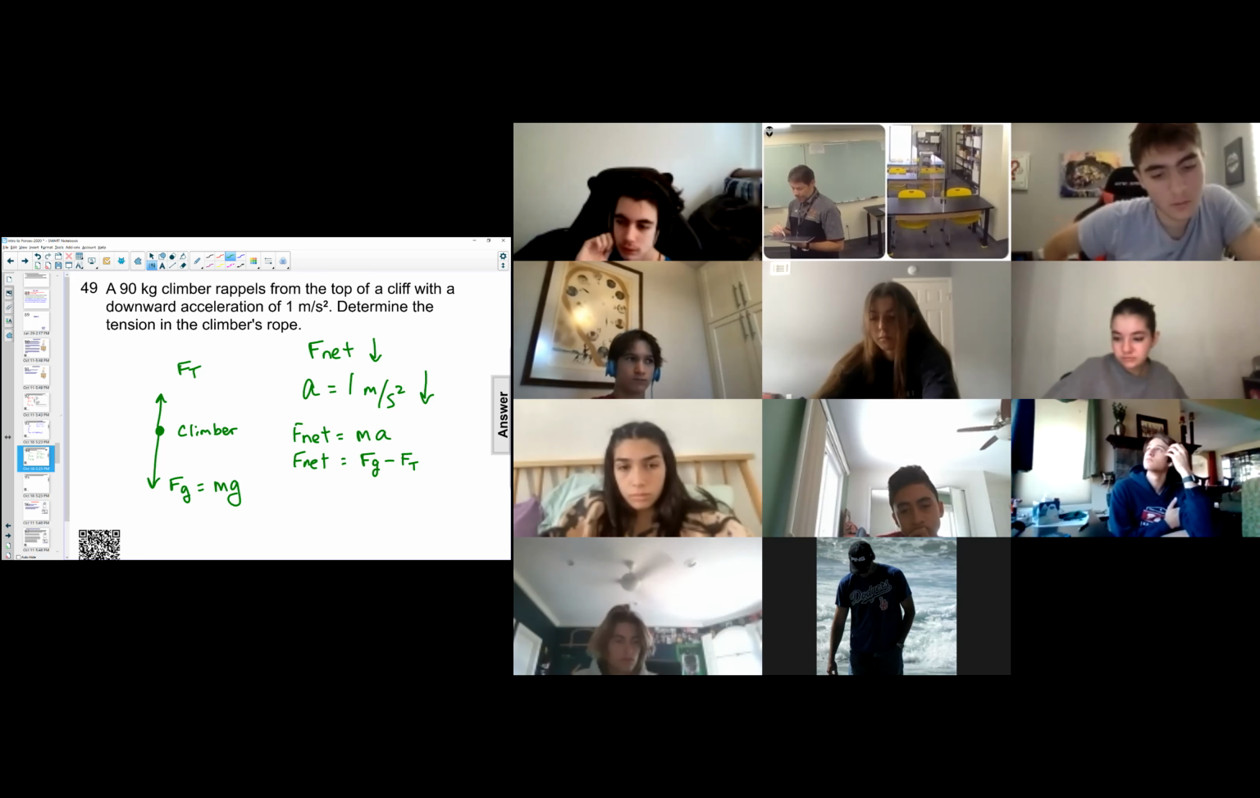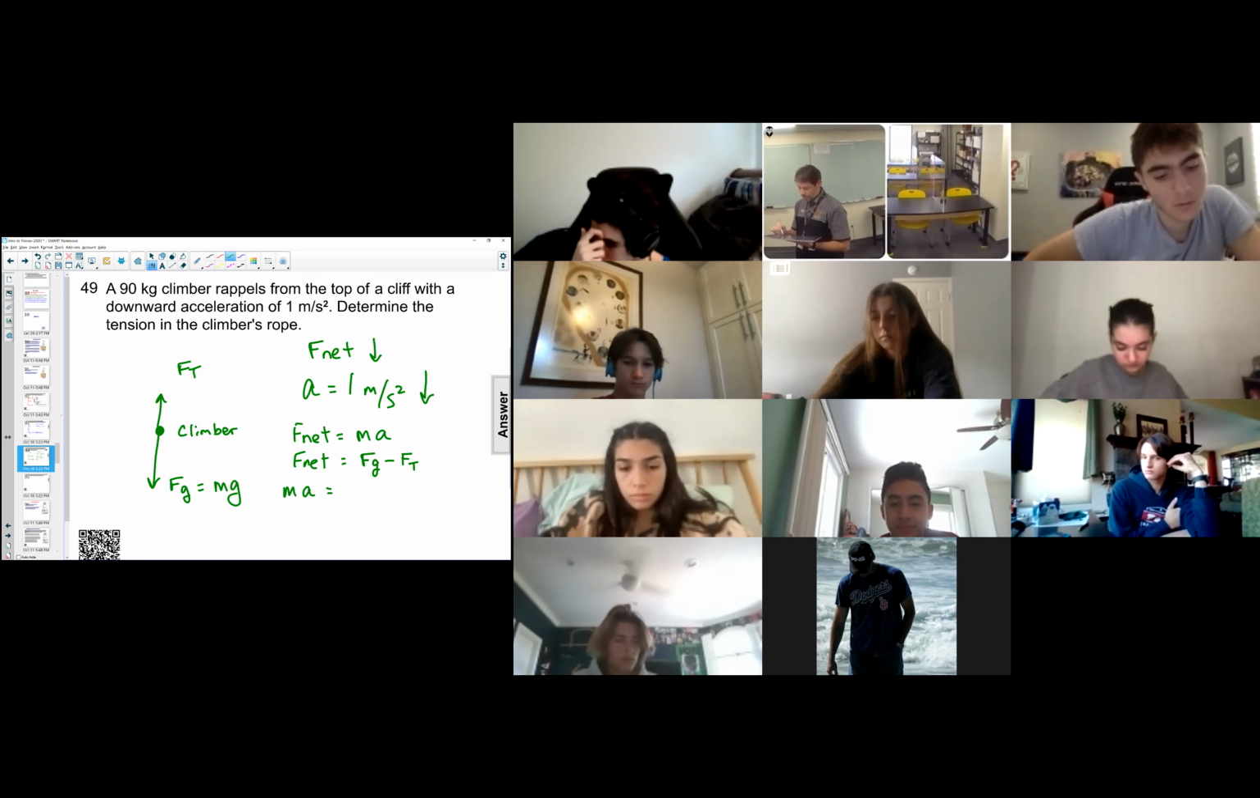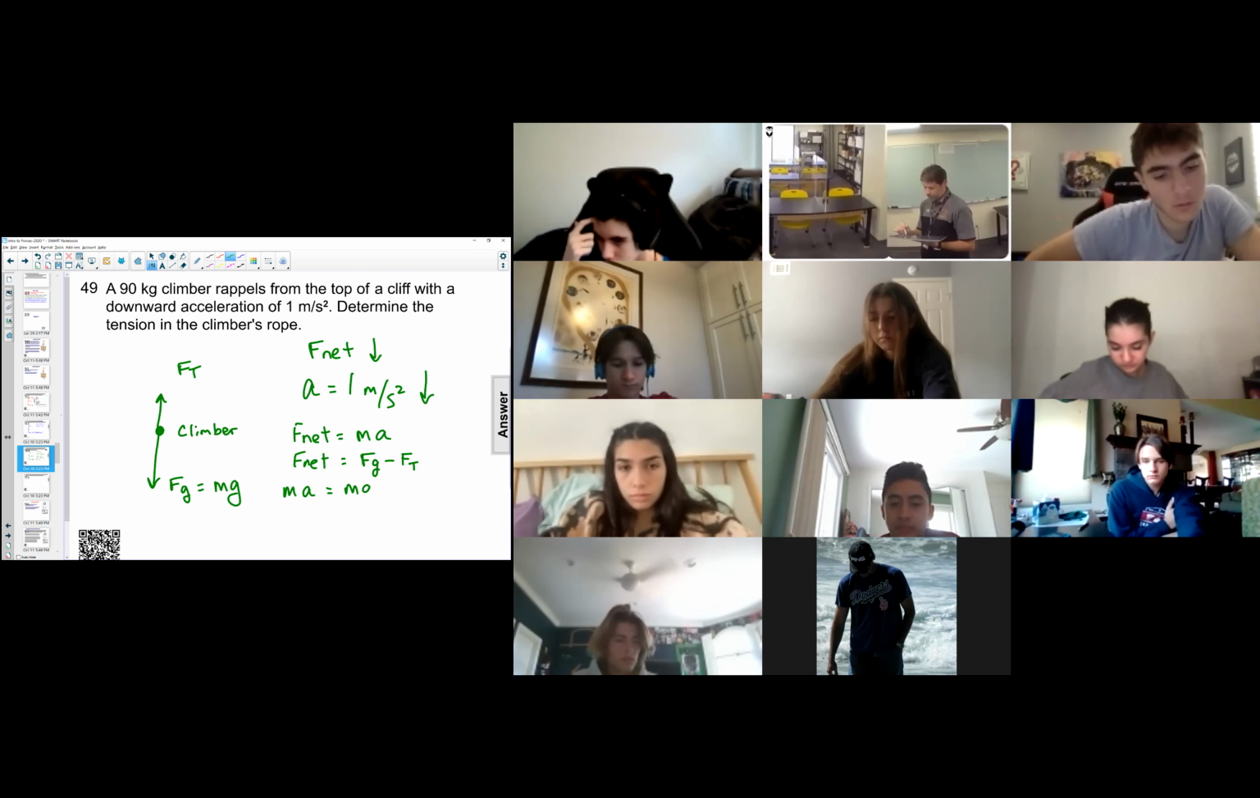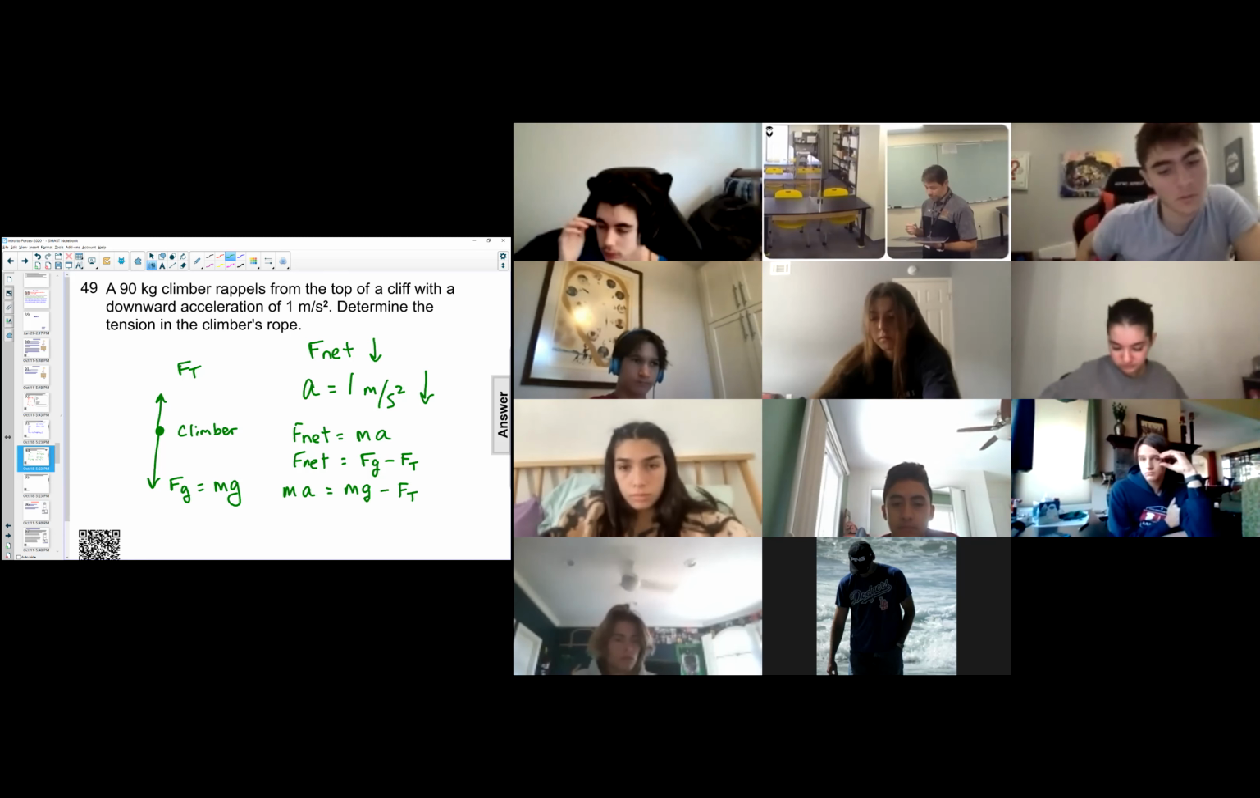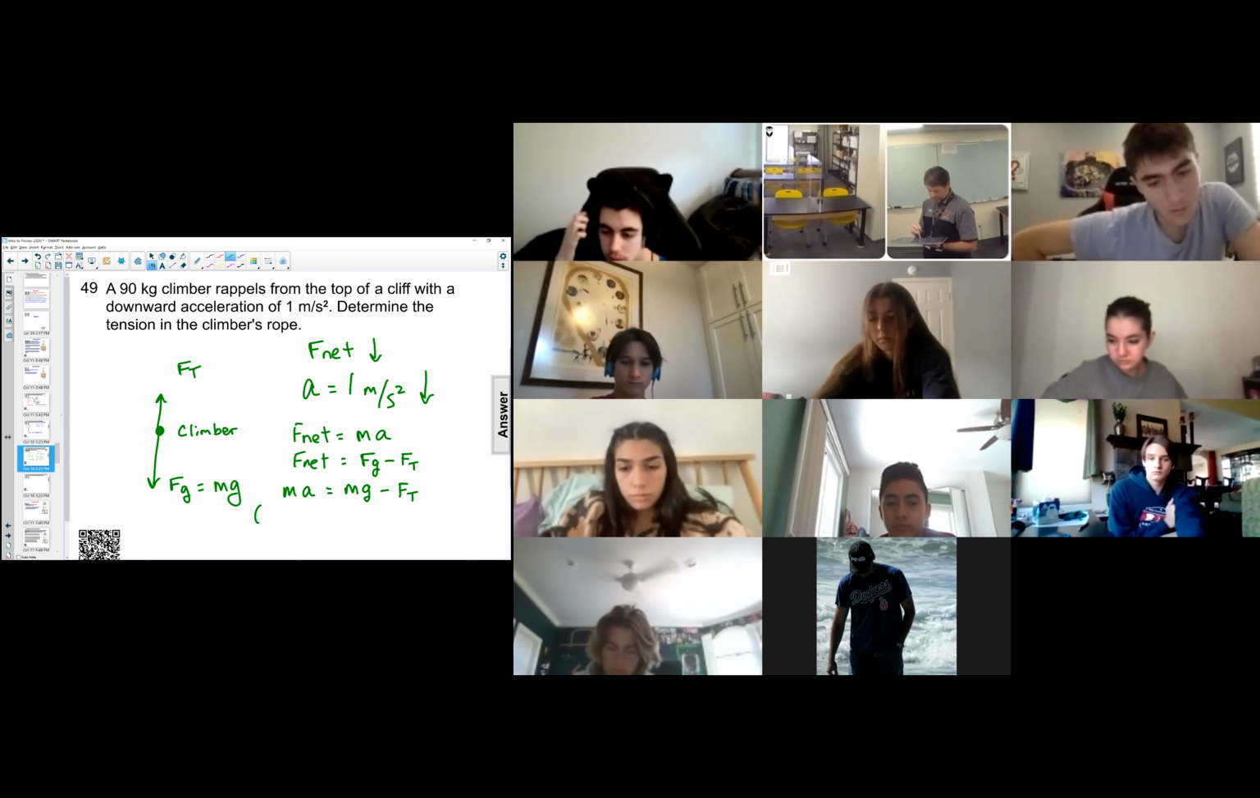So we know that the mass of the climber times their actual acceleration is equal to the weight of the climber, mg, minus tension force. And we know everything there except for the tension force. So now we can just solve for Ft. So the mass is 90. 60 was the last problem.